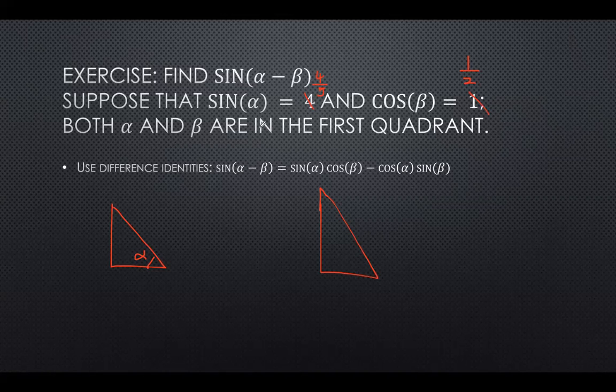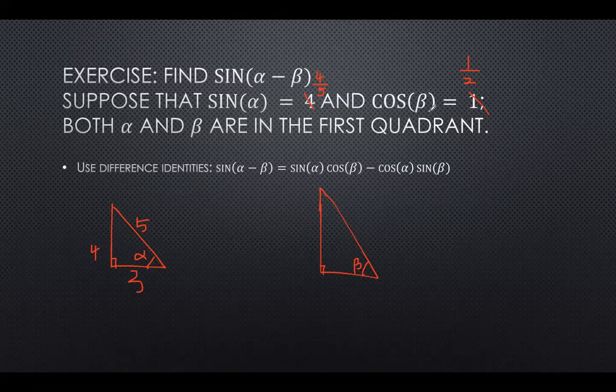Sorry. So if sine of alpha is 4 over 5, basically the opposite is 4 and the hypotenuse is 5, right? And then using the Pythagorean theorem, a squared plus b squared is equal to c squared, you can get the third side of the triangle as 3. Okay. So you can do the same thing for beta.